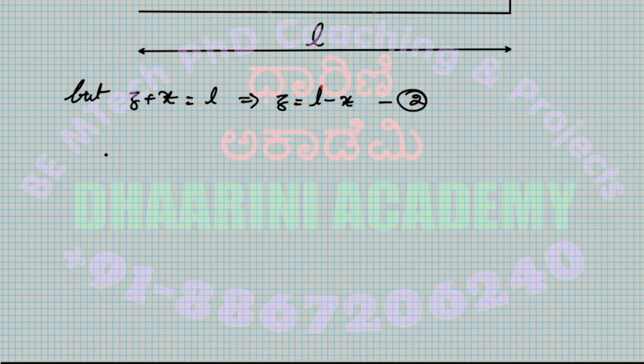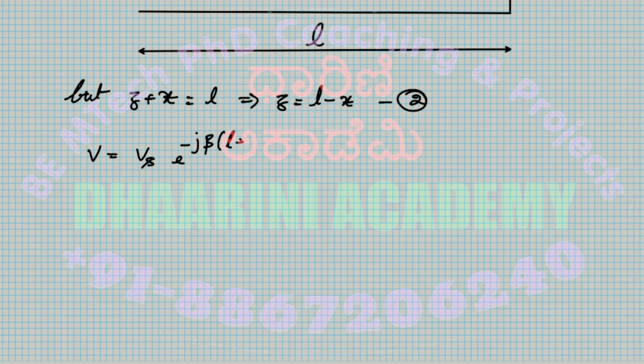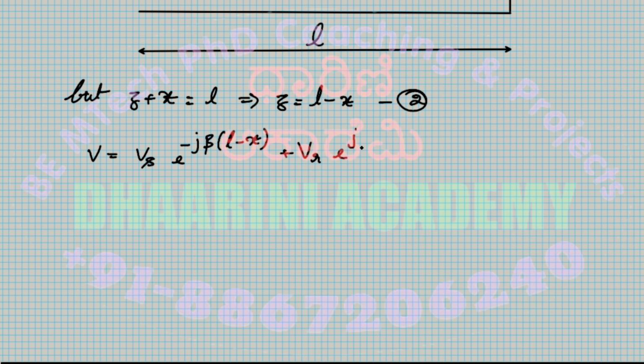So first, let me write what happens to the V now. V is equal to Vs into e to the power minus j beta into z, where z is equal to L minus X, plus Vr e to the power plus j beta into L minus X. Correct? I can see that the j beta L may be a common term. Can I take j beta L? I'll take a minus j beta L out.